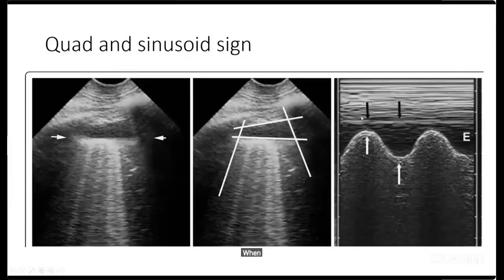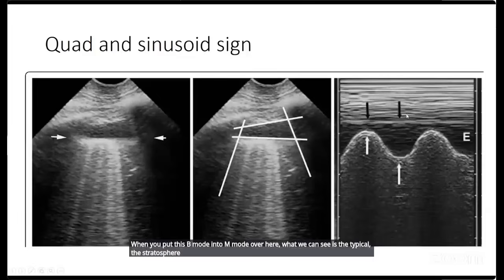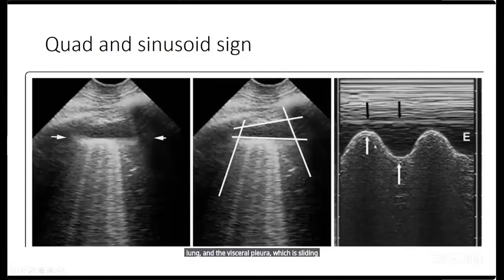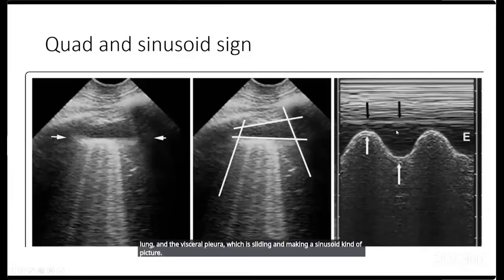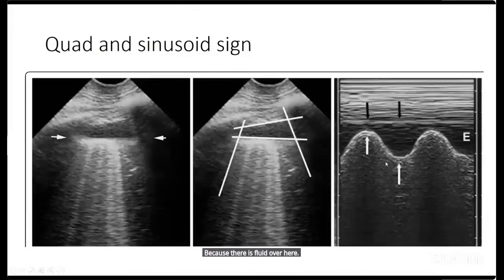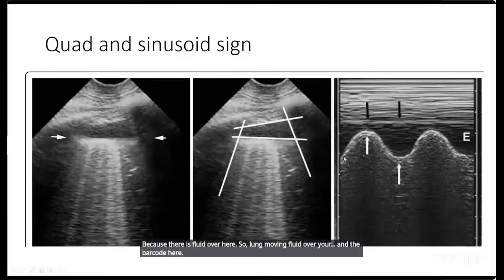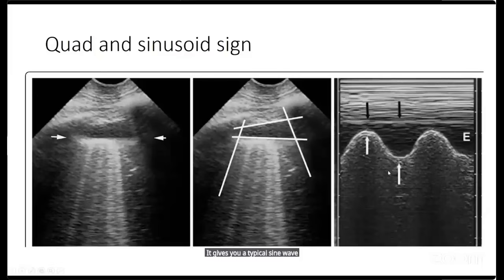When you put this B mode into M mode, what we can see is the stratosphere sign of the barcode upwards, and then the sliding lung and the visceral pleura, which is sliding and making a sinusoid kind of picture because there is fluid over here. So lung moving, fluid over here, and the barcode here gives you a typical sine wave pattern of the sinusoid sign.